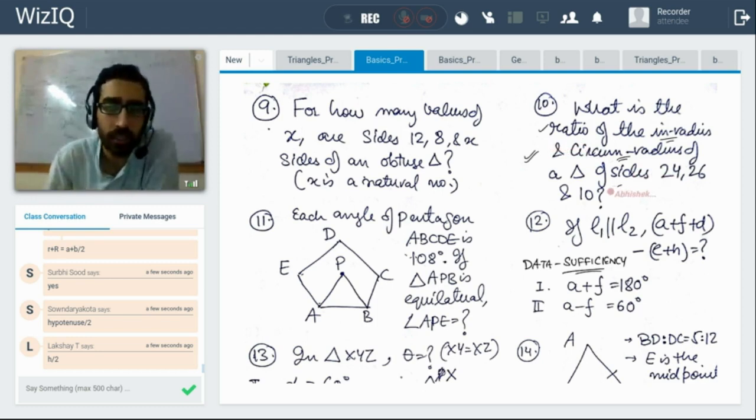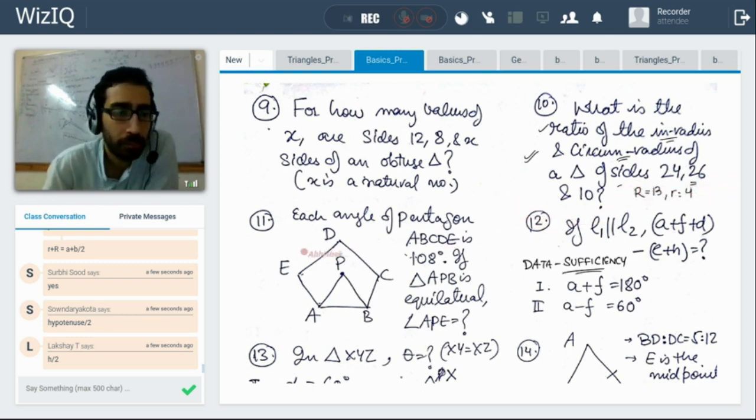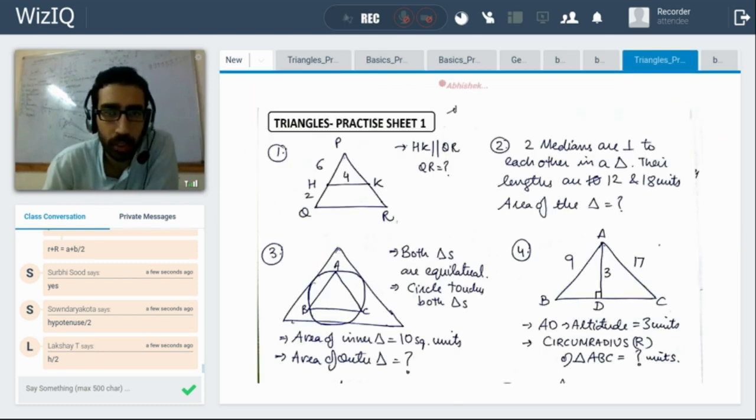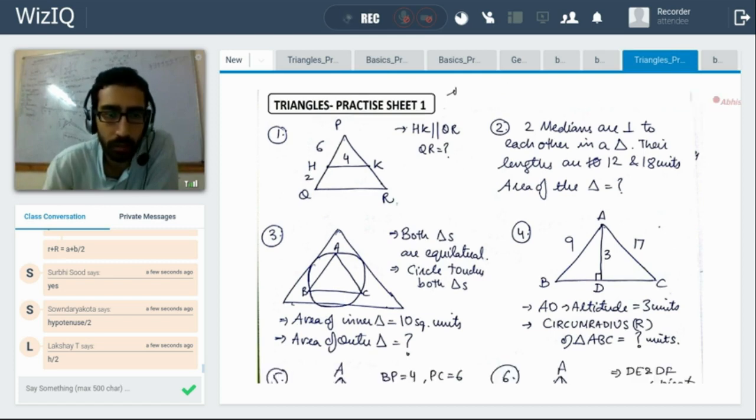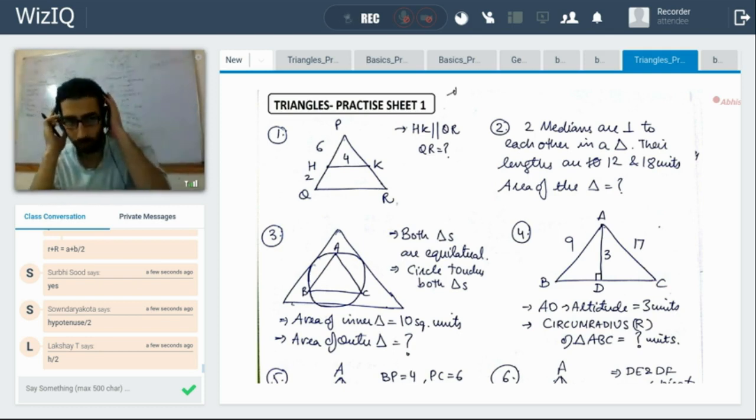The circumradius, of course, is hypotenuse by 2. So 26 by 2, that will be equal to 13. R will be equal to 13. Small r will be equal to (24 plus 10, 34, minus 26) by 2, 8 by 2, 4. Okay, cool. So I guess no more problems here. Let's jump to practice sheet 1. Tell me what problems you had here. Any problems with triangles practice sheet 1?